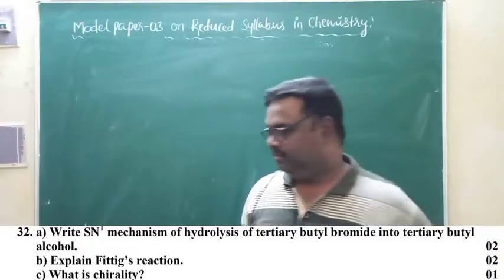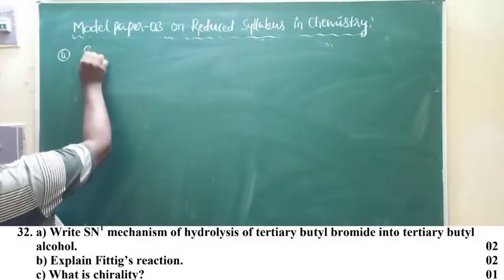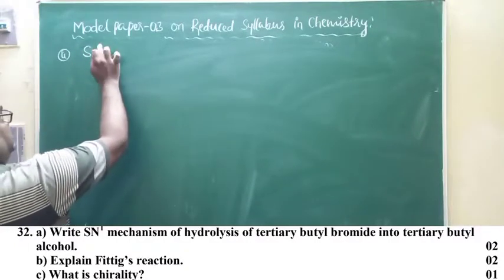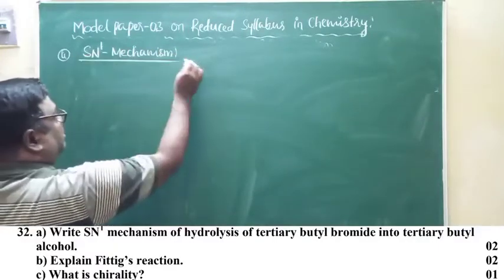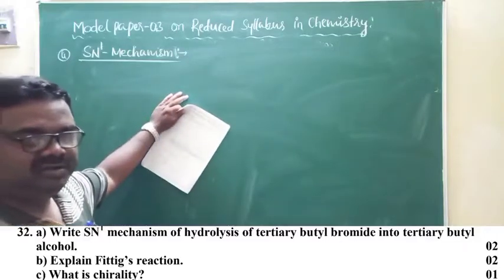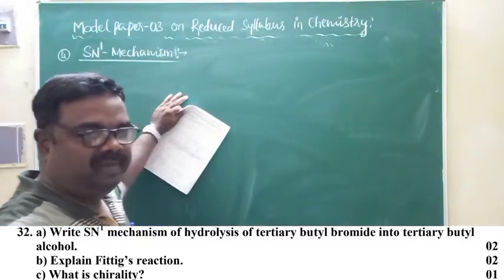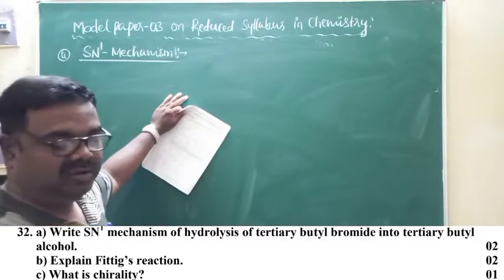First we'll see 32A, that is the SN1 mechanism. SN1 mechanism corresponds to a 2-step mechanism that involves formation of carbocation. It's a 2-step mechanism involving formation of carbocation.